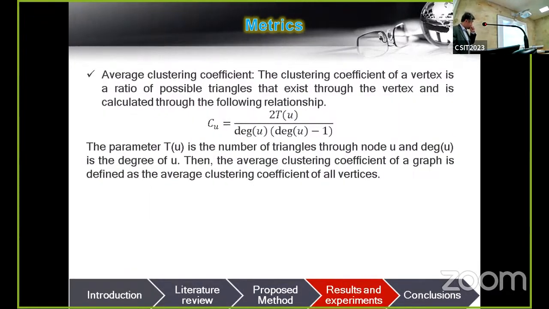The second metric is the average clustering coefficient. The clustering coefficient of a vertex is the ratio of possible triangles that exist through the vertex, and it is calculated with this formula. In this formula, the parameter T is the number of triangles through node U, and degree of U is the degree of U. Then the average clustering coefficient of a graph is defined as the average clustering coefficient of all vertices.